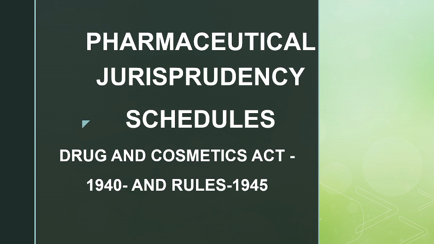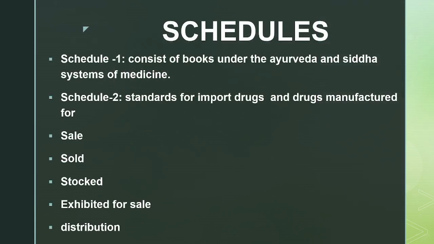In that subject, we will need to discuss the schedules. What are schedules and how are they classified according to the Drugs and Cosmetics Act 1940 and the Drugs and Cosmetics Rules 1945? First of all, schedules. Mostly the schedules are categorized based on two types. First of all, Schedule 1 and Schedule 2.